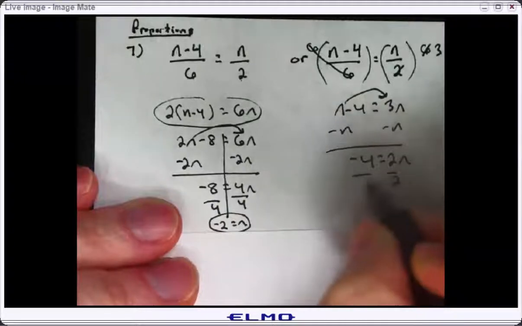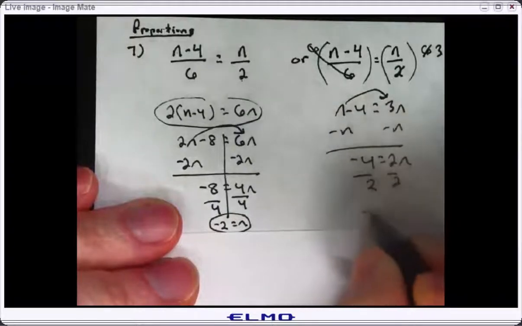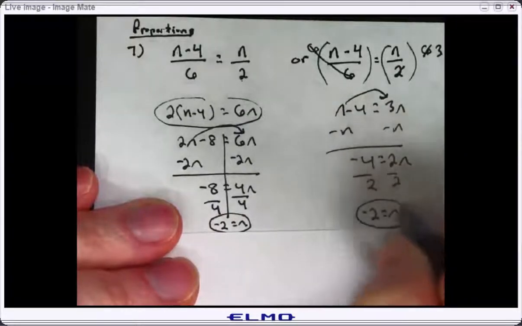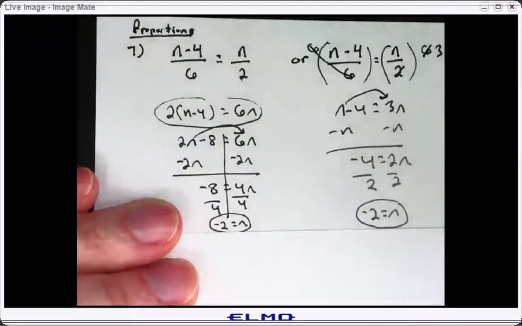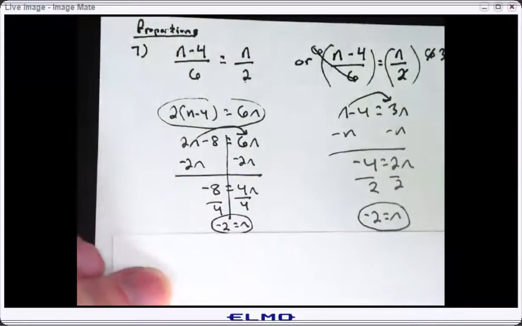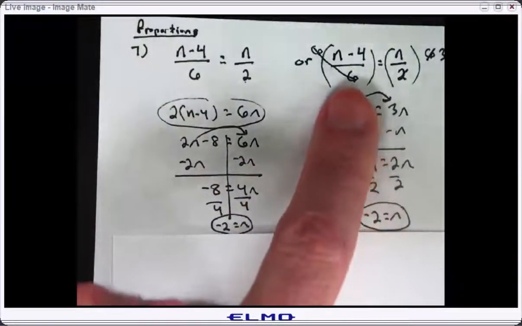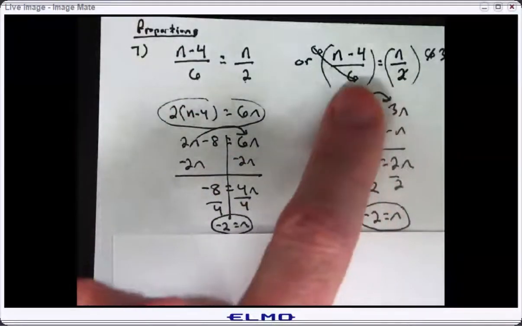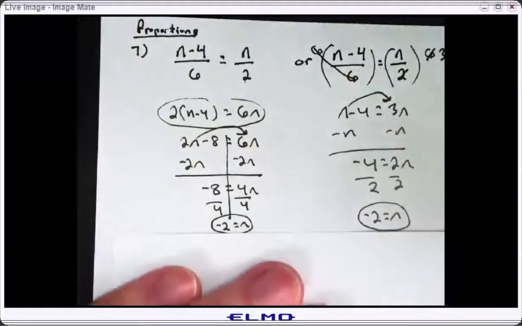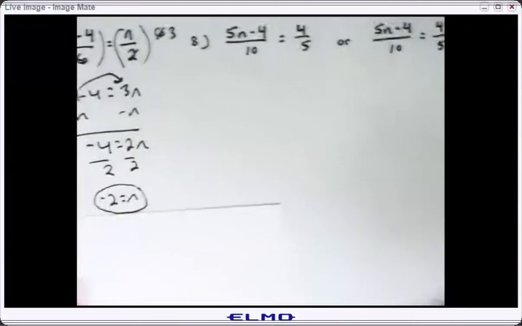Divide both sides by 2. Negative 4 divided by 2 is negative 2. And there's our answer. So that's the first one. We're going to do 3. And I'm going to work all 3 of them 2 ways for you. I kind of like cross multiplying better, but there are other equations where you have more than 1 term on both sides that this way works better. It may not be in this video though.